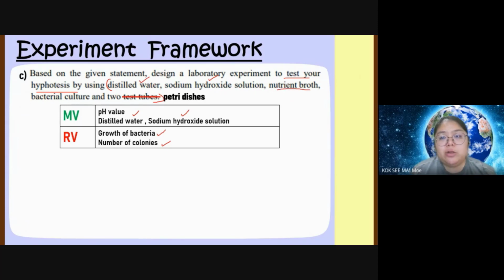Remember, nutrient broth is not MV. Bacteria culture is not MV. These are things already fixed. Which one changes? Distilled water and sodium hydroxide. So that means you just put this as MV, also can.